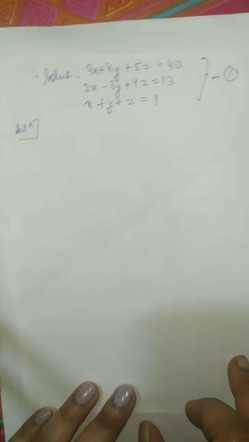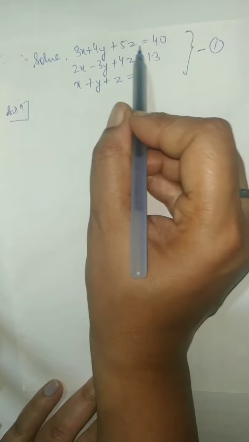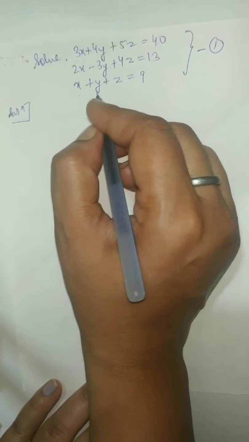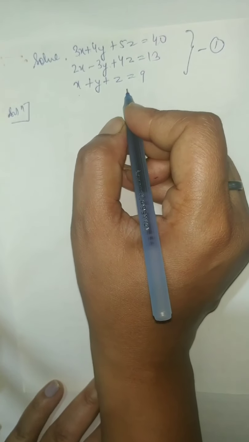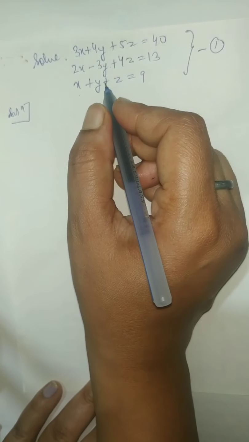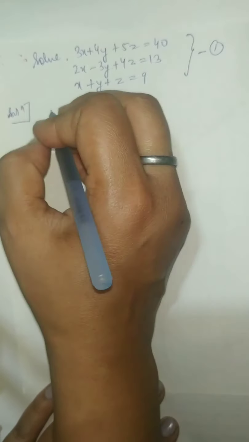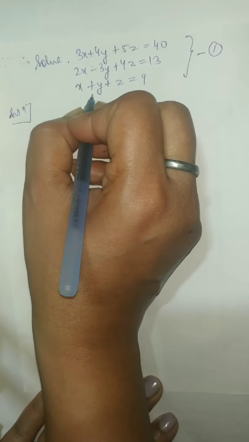Let's start with the question. First, 3x plus 4y plus 5z is equal to 40, 2x minus 3y plus 4z is equal to 13, x plus y plus z is equal to 9. It's given. We have to find the values of x, y and z by using the Gauss Elimination method. So in the Gauss Elimination method, what will we do? First we eliminate x from the second and third equations.